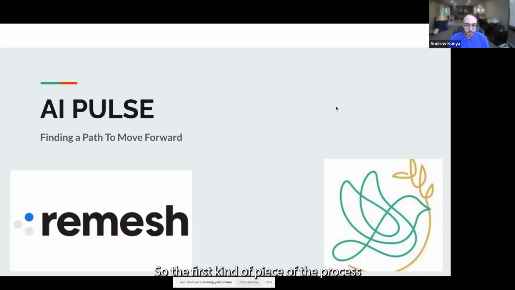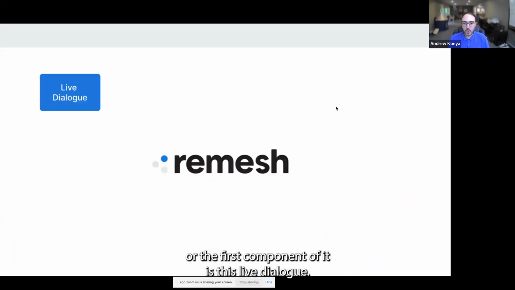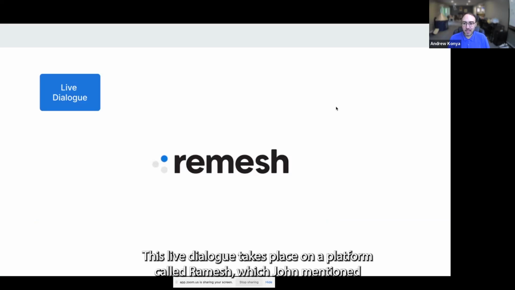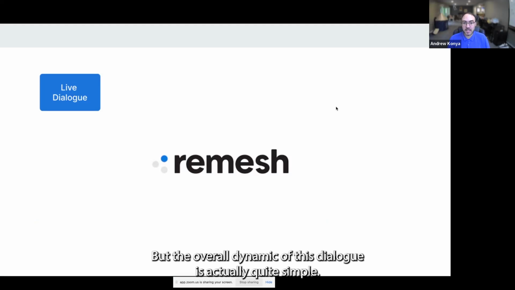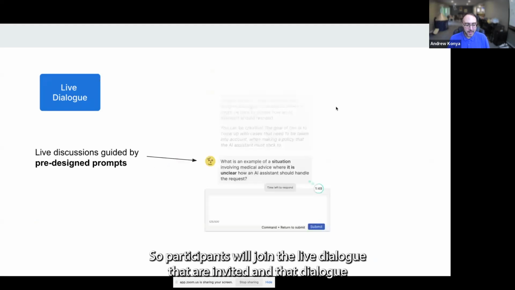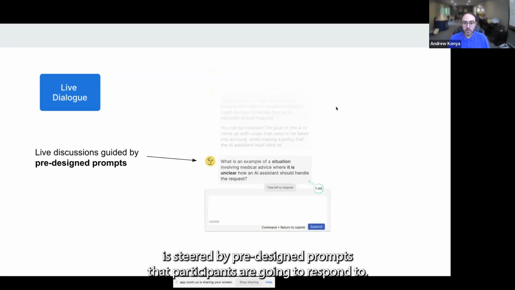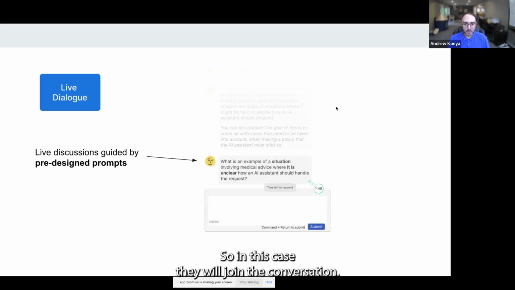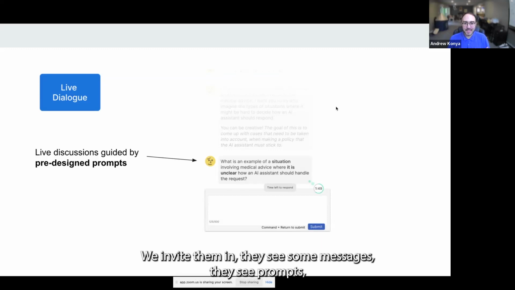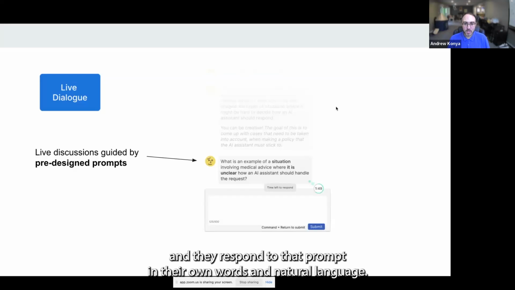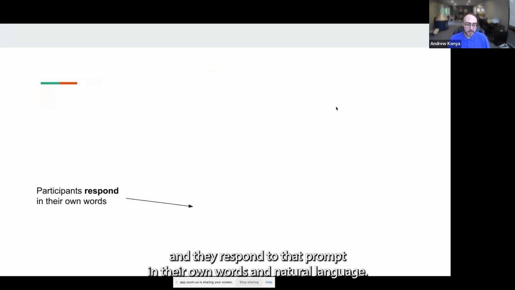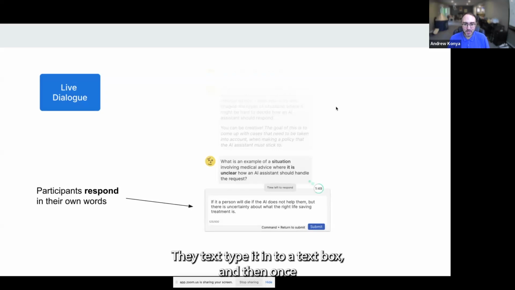The first component of the process is this live dialogue. This live dialogue takes place on a platform called Remesh, which John mentioned is something that I've built with a team over the past decade or so. The overall dynamic of this dialogue is actually quite simple. Invited participants join the live dialogue, and that dialogue is steered by pre-designed prompts that participants respond to. They see some messages, they see prompts, and they respond in their own words, in natural language. So it's nothing fancy. They type it into a text box.